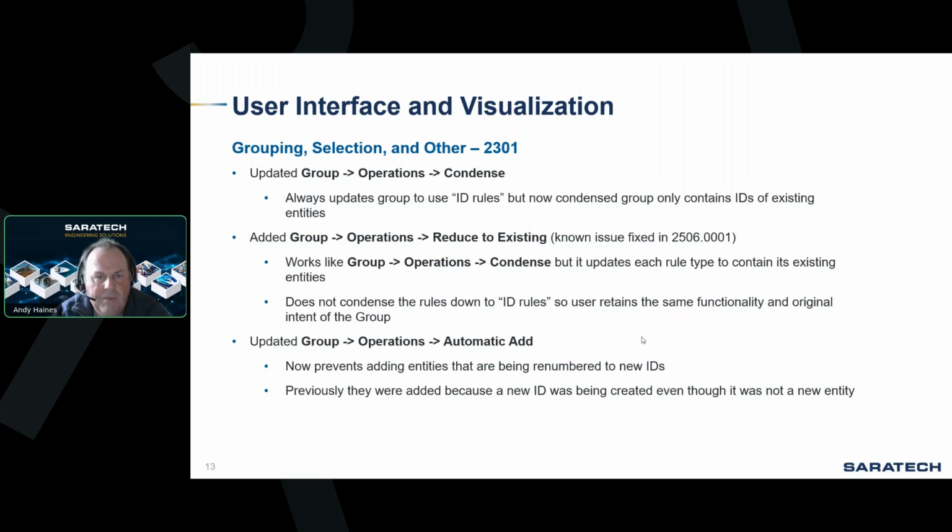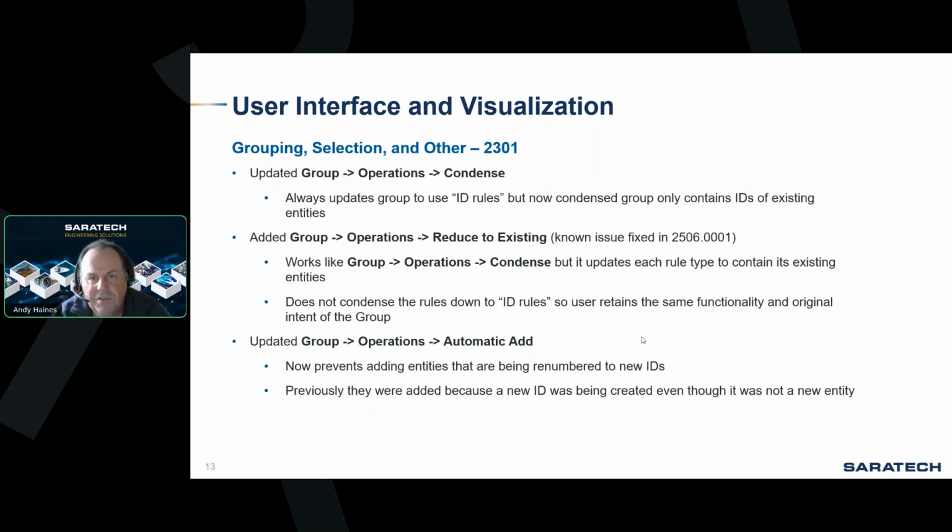But then probably a better thing that you might want to do is use this newer group operations reduced to existing command. It basically did the same thing as condense, but instead of taking everything down to ID rules, it basically kept each rule around in the group. So it actually allowed you to keep the same functionality and original intent of the group, but it shrunk it down to just what existed.